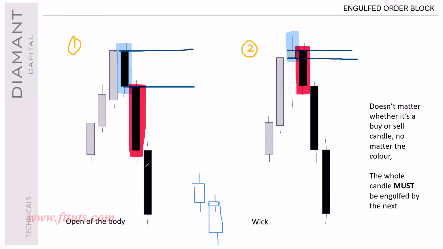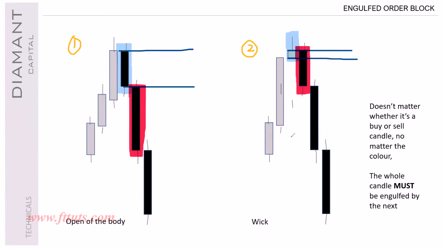It pushes past it. So the first type is the open of the body, as we see on the first type here. The second type is, again, the open right there. It's the wick in this case. Like I said here on the right, it doesn't matter whether it's a buy or a sell candle, no matter the color, the whole candle must be engulfed by the next one.